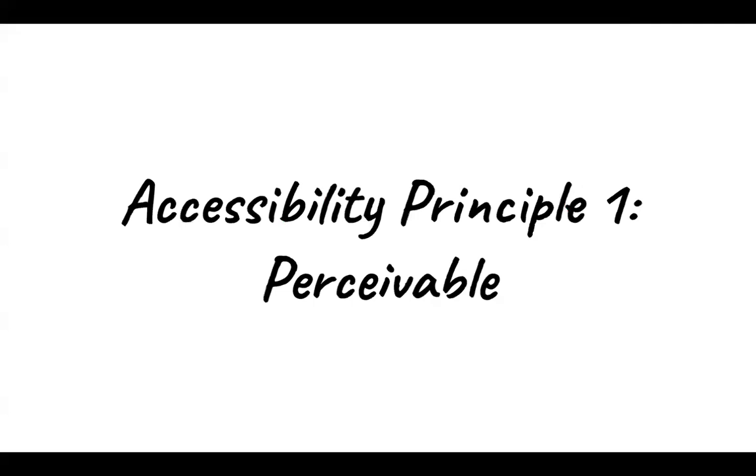So for the first accessibility principle, let's start with perceivable. The principle of perceivable ensures that all users, including those with visual, auditory, or other impairments, can effectively access and understand the information content provided by the interface.